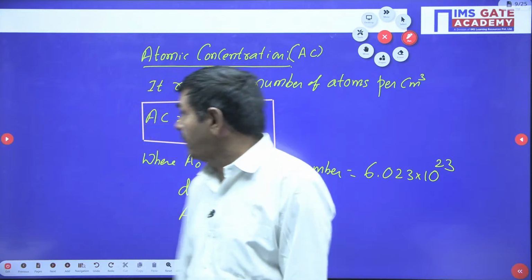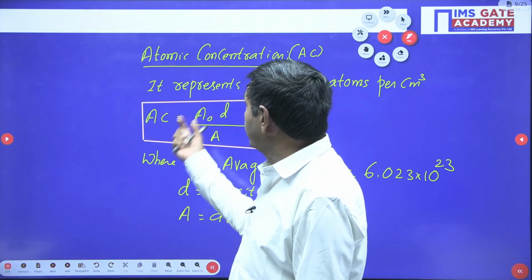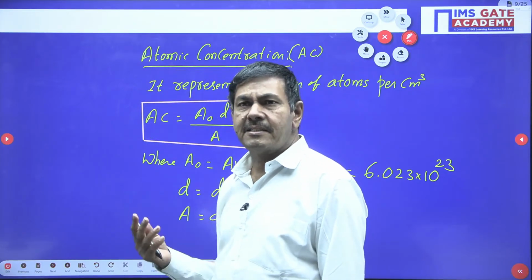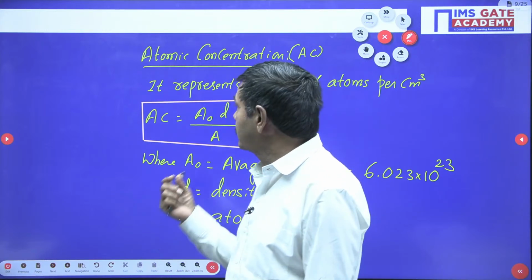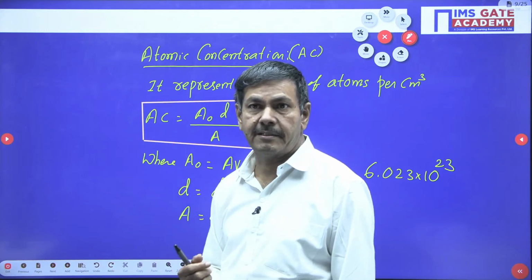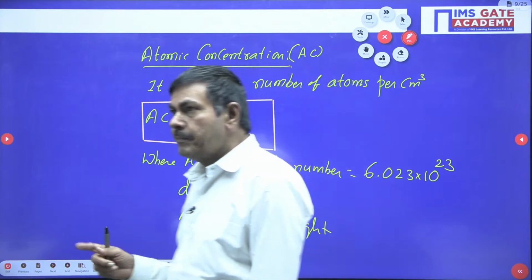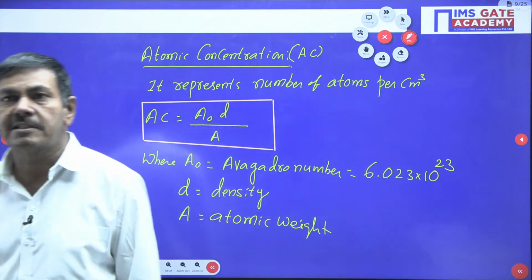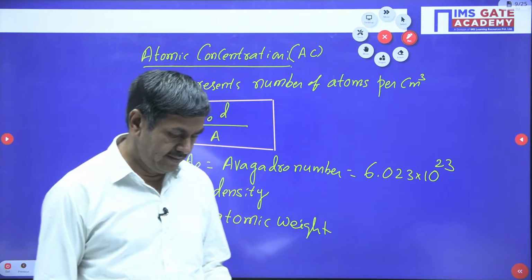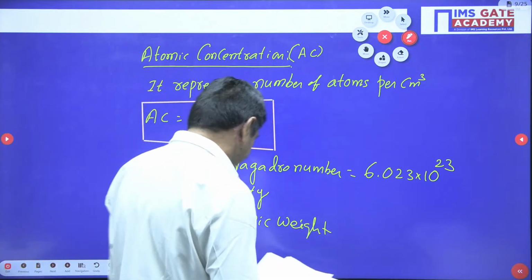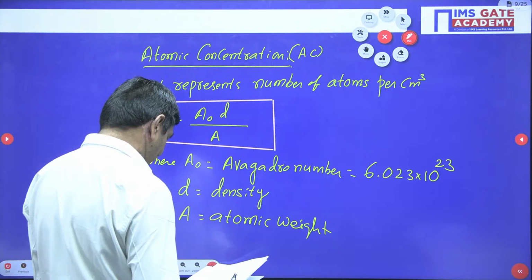Sir, I am going to find the atomic concentration in the problems. But what is its importance? Why do we need to calculate atomic concentration? The main purpose of atomic concentration is to determine the concentration of the electrons. But how can we find the electron concentration? Please watch, I will give the clarity now.